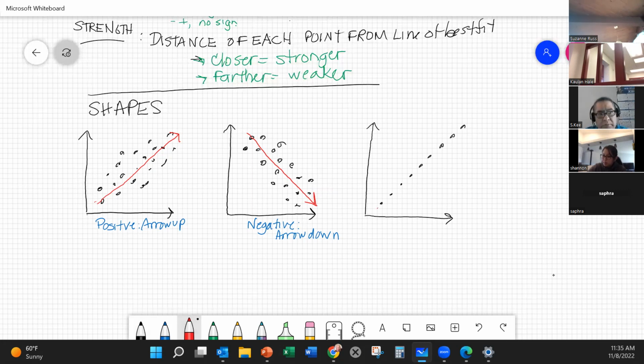With the line of best fit crossing right through the center of every single point. I didn't quite draw that arrow that well. And this one would be called a perfect positive. Perfect because every point is right on the line.